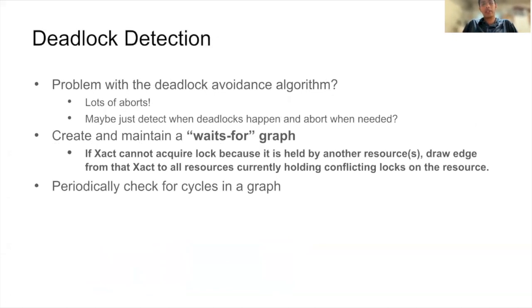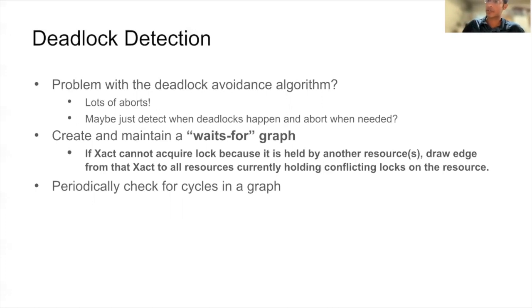Now, what's the problem with the deadlock avoidance algorithm? Well, concretely speaking, there are a lot of aborts. So maybe something more efficient would be to just detect when deadlocks happen and abort when needed. And what we're going to do for that is maintain a graph called a waits-for graph. The waits-for graph shows that if a transaction cannot acquire a lock because it is held by another transaction, we're going to draw an edge from that transaction to all the transactions currently holding conflicting locks on that resource.